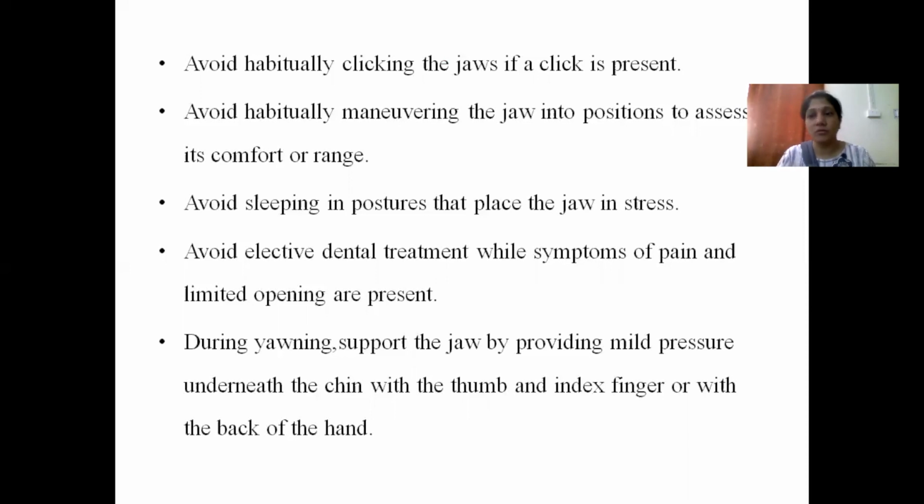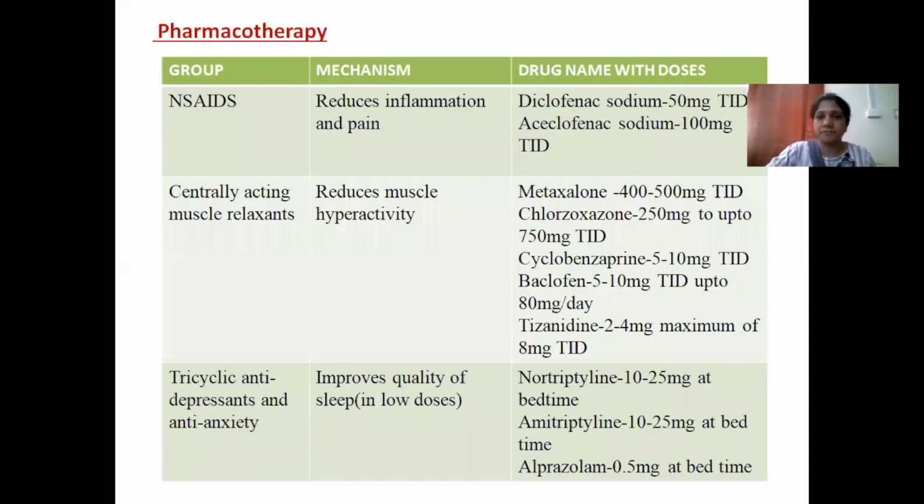During yawning, and this is again very important, the mouth opens wide, so ask the patient to support underneath the chin with the thumb, index finger or with the back of the hand. Now, there is stress, we are taking care of the stress factor, but there is a muscle which is in pain. There is a muscle which is in spasm.